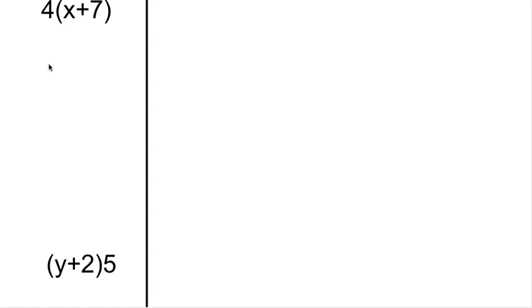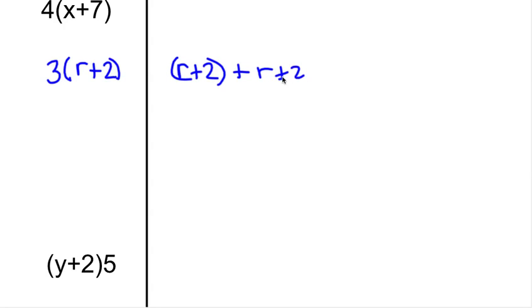So then, let's say we had 3 times (r + 2). Well, what would this mean? This would mean r plus 2, plus r plus 2, the quantity r plus 2, plus the quantity r plus 2. And if I was to add all of these up, I'd notice I would have 3 r's, and then I would have 2, 4, 6, plus 6. Then I would have my answer.